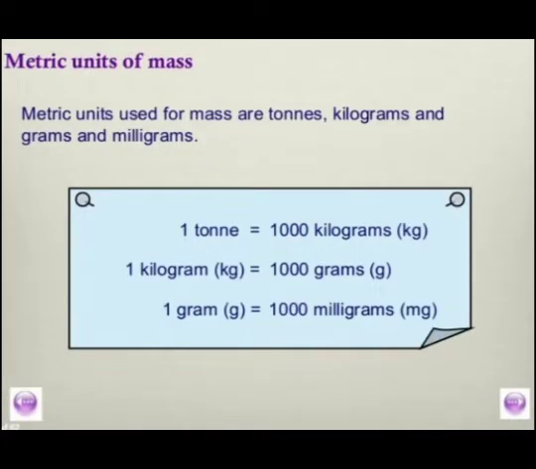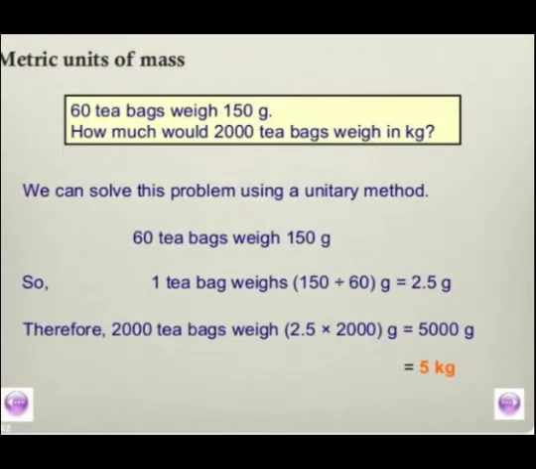Metric units used for mass are tons, kilograms, grams, and milligrams. 1 ton is equal to 1,000 kilograms or kg. 1 kilogram is equal to 1,000 grams. 1 gram is equal to 1,000 milligrams or mg. So that is the metric units of mass. Here are some examples of units of mass.